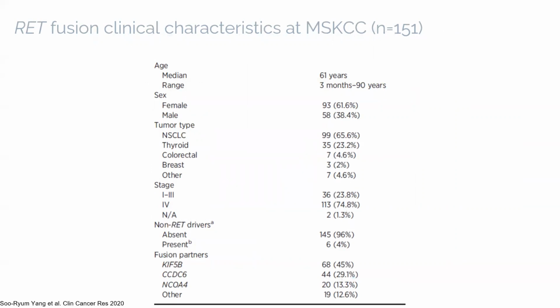The three major partners that have been previously discussed accounted for approximately 87% of RET fusions, with KIF5B accounting for 45% of fusions, CCDC6 fusions accounting for about 29% of fusions, and NCOA4 accounting for about 13% of fusions. More specifically, KIF5B only occurred in lung cancer, accounting for about 69% of RET fusions in lung cancers. CCDC6 accounted for about 63% of RET fusions in thyroid carcinomas.